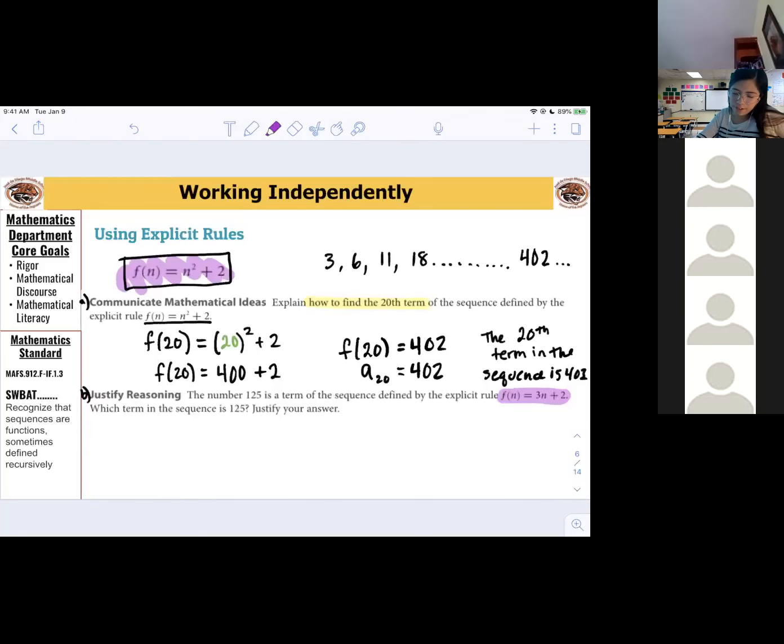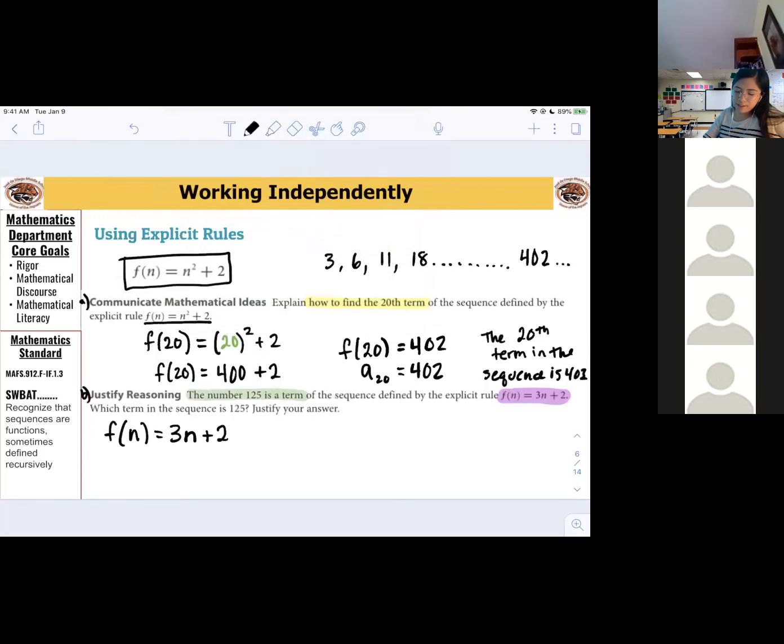You're welcome, Miss. Okay, so now we have a different rule. So we're no longer looking at the rule at the top. We have a completely different rule that I highlighted in purple. So I'm going to rewrite it down here. f of n equals 3n plus 2. And just like the problem says, now it's kind of backwards because what do I know? I know that the number 125 is a term in the sequence.